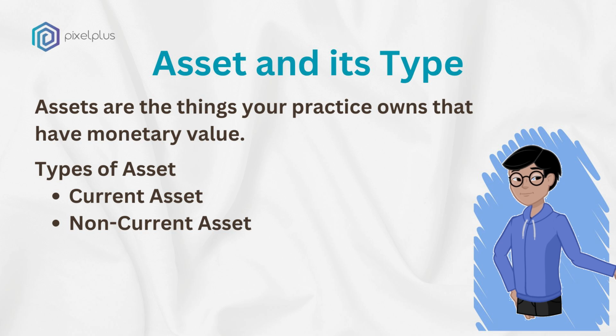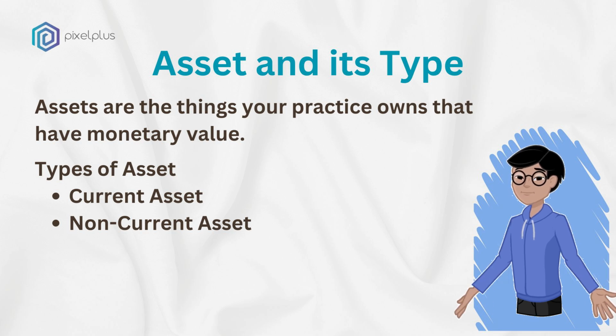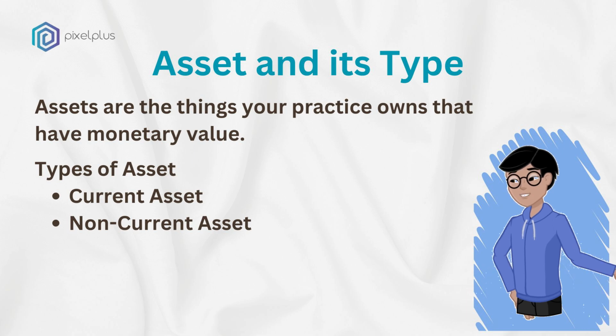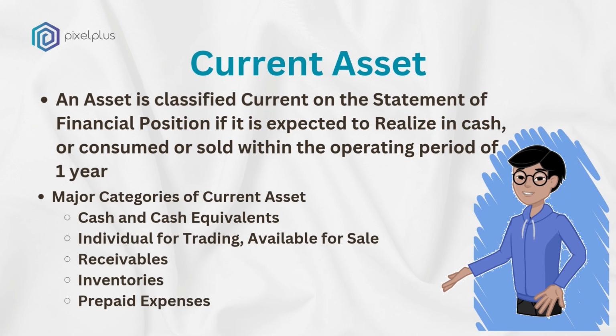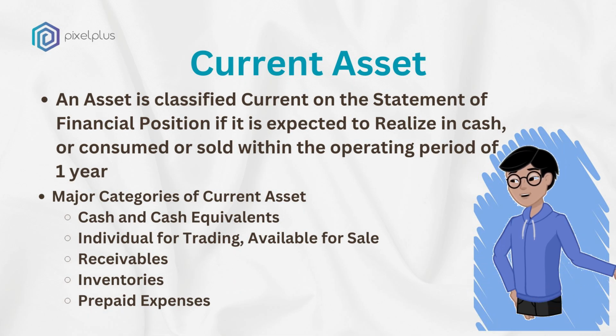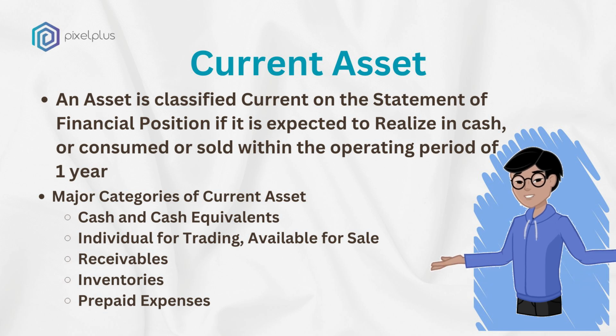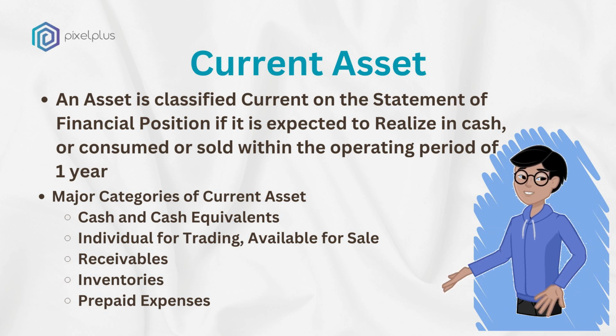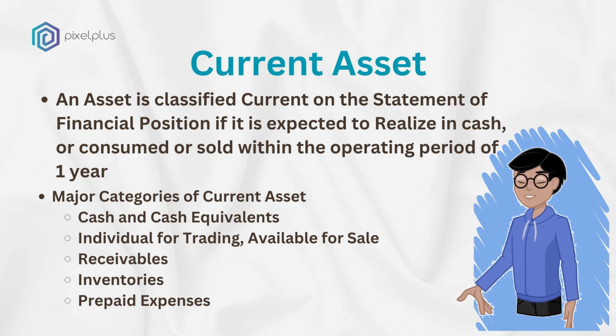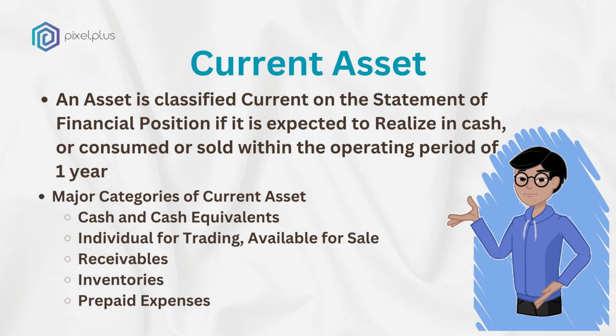Now, there are two types of assets. The first one is current assets, and the second is non-current assets, which we also call long-term assets. What are current assets? Any asset is classified as current on the statement of financial position if it is expected to be realized in cash, consumed, or sold within the operating period of 1 year. So any asset that can be used within 1 year, we consider a current asset.